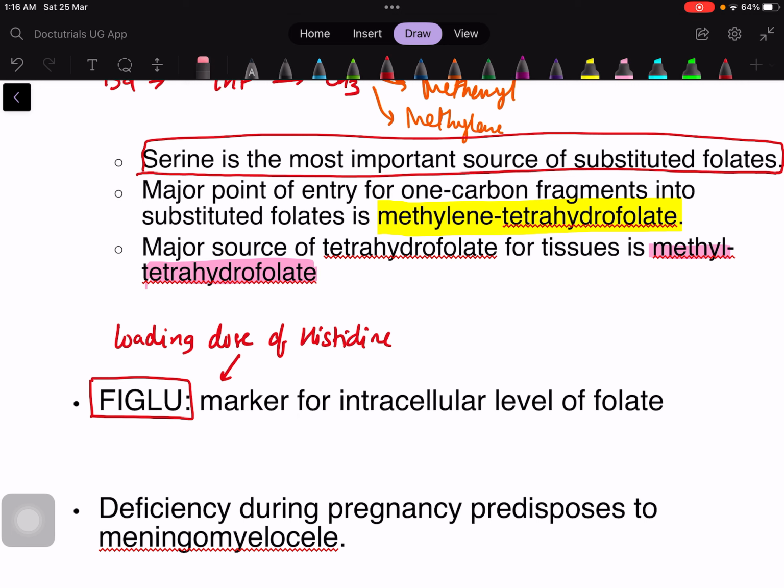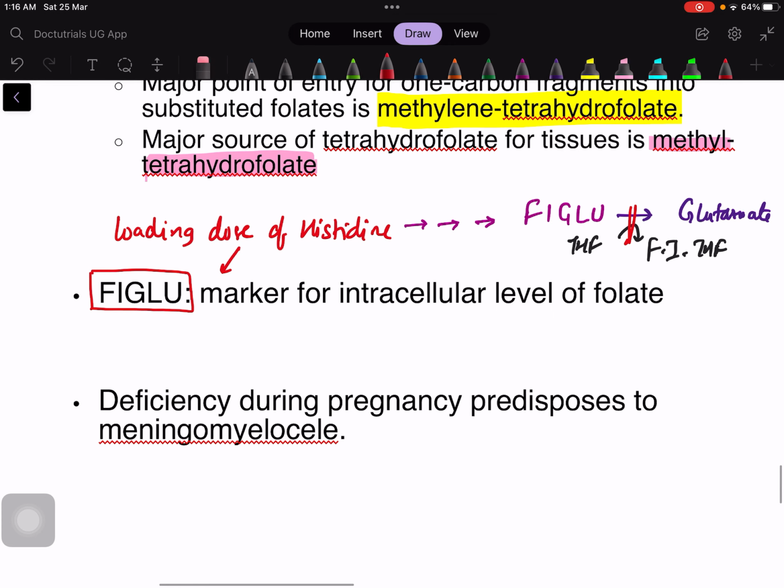In the process of the metabolism of histidine, one of the intermediates is FIGLU, right? And this FIGLU is then converted into the glutamate. For this purpose the tetrahydrofolate is required. Tetrahydrofolate gets converted into the formimino tetrahydrofolate and the glutamate will be formed. If the tetrahydrofolate is not there, obviously this reaction will get blocked and FIGLU will accumulate, will pass out in the urine.